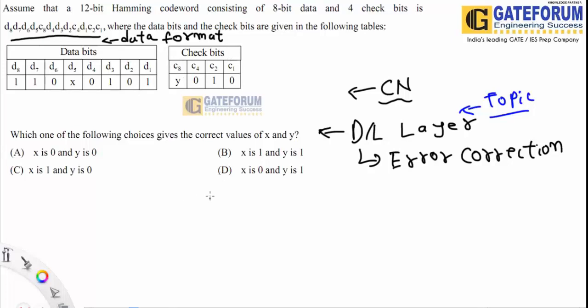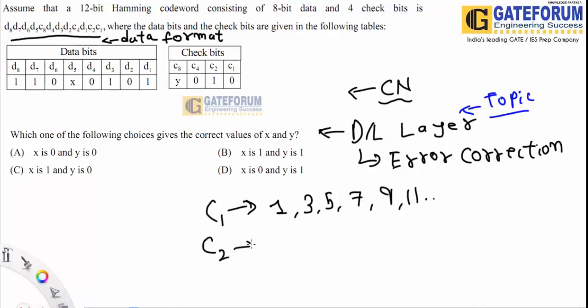If C1 is my particular check bit, it will take into consideration positions 1, 3, 5, 7, 9, 11, all of these positions. C1 will always take one and then skip the second position. Similarly, C2 will take the second position, 2 and 3, and leave 4 and 5, then take 6 and 7, leave 8 and 9, then take 10 and 11. This is the standard format for C2.